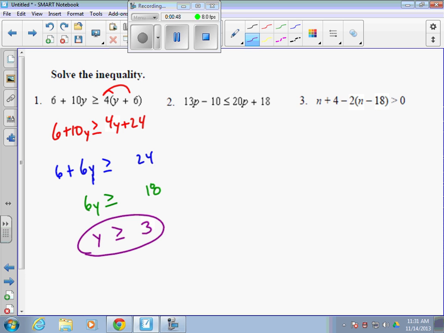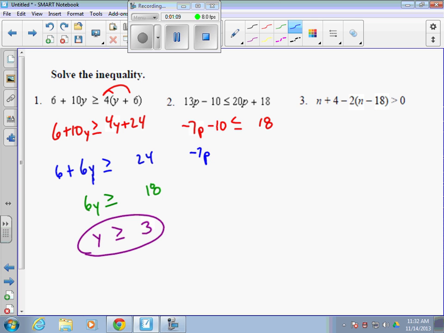Put all your p's on one side. Let's move them all to the left to where we keep our variables on the same side. Subtract 20p on both sides. 13p minus 20p is negative 7p. And you could have gone the other way as well. Put negative 10 over to the other side by adding 10 to both sides.